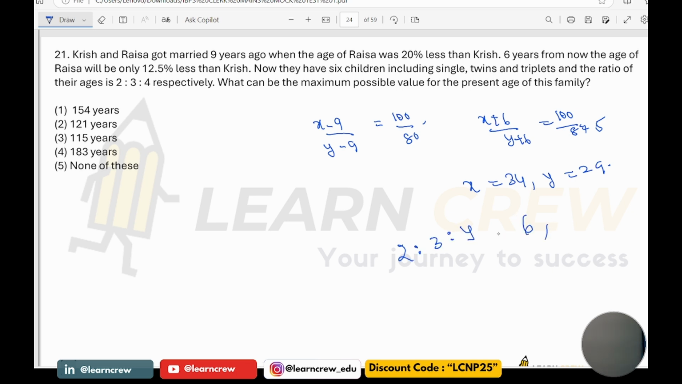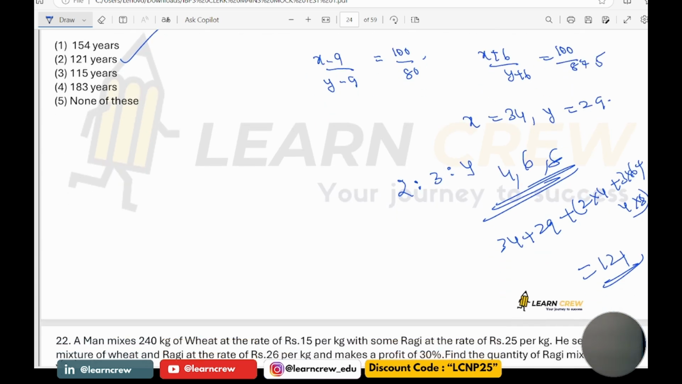So 4, 6, 8. 4, 6 and 8. Maximum possible value of the present age of the family would be how much? 34 plus 29 plus 2 into 4 plus 3 into 6 plus 4 into 8. So how much are you going to get? It is 121. 121 is the answer.